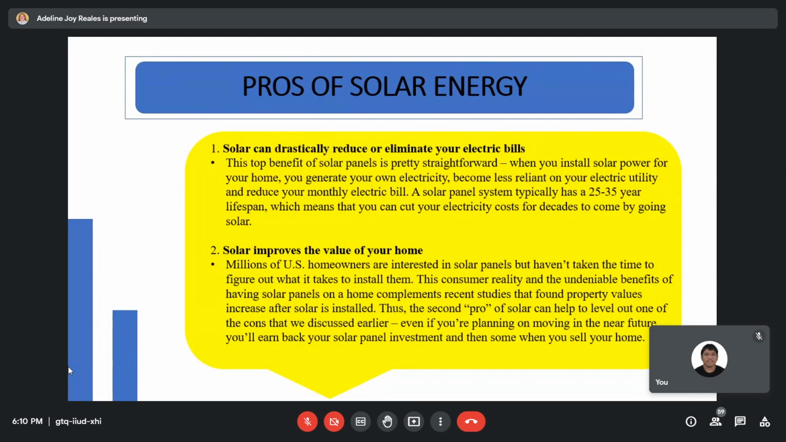Solar improves the value of your home. Millions of US homeowners are interested in solar panels but haven't taken the time to figure out what it takes to install them. This consumer reality and the undeniable benefits of having solar panels on a home complement recent studies that found property values increase after solar is installed. Thus, the second pro of solar can help to level out one of the cons that we discussed earlier. Even if you're planning on moving in the near future, you'll earn back your solar panel investment and then some when you sell your home.